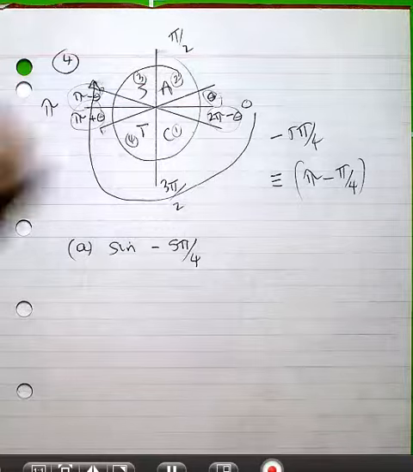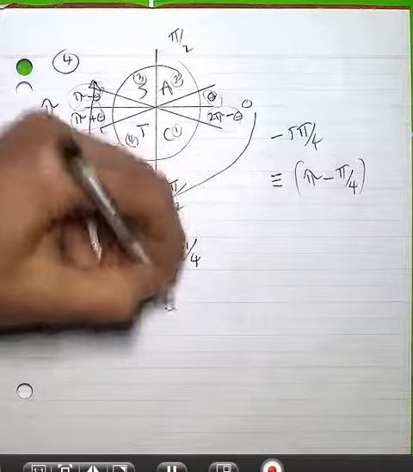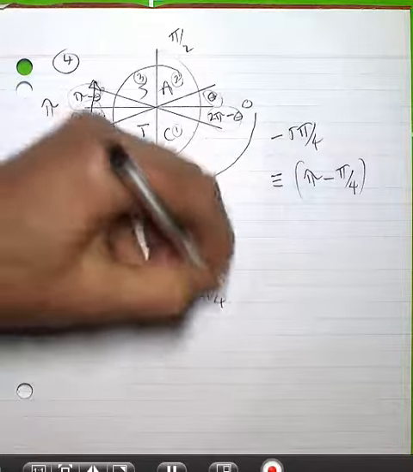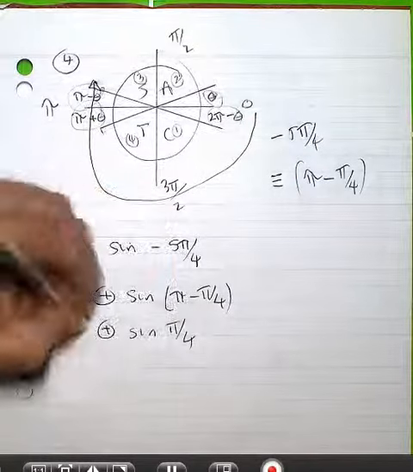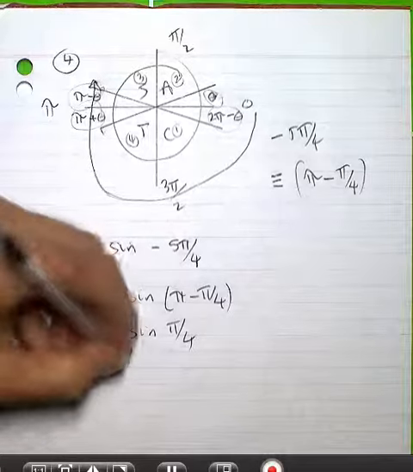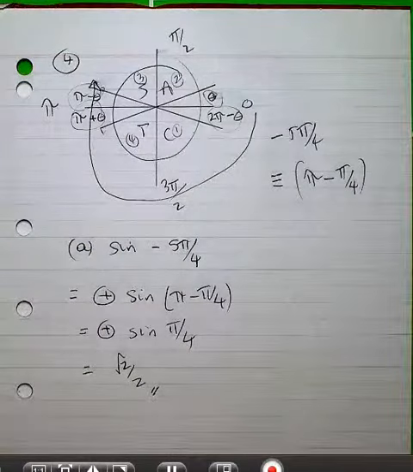Now, in the first instance, sine is going to be positive, and it's positive sine of pi minus pi on 4, which is positive sine of pi on 4, and that's root 2 over 2 as your answer for 4a.